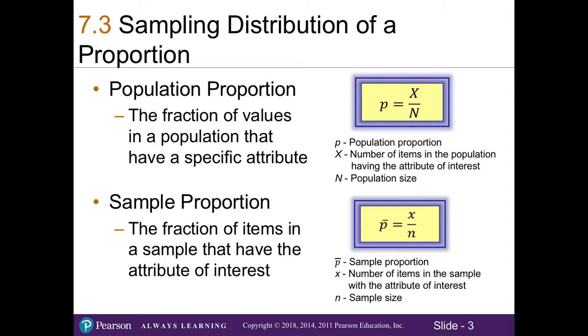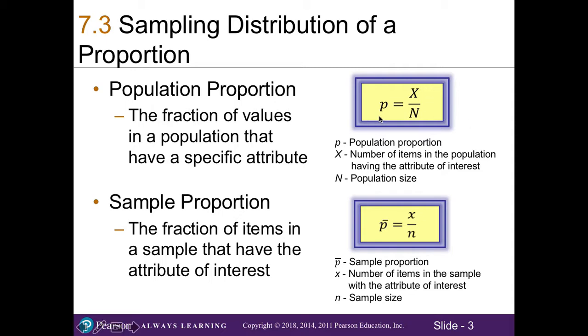For our population, when we're trying to find the proportion, it's the fraction of values in a population that has a specific attribute. Similarly, if we wanted to know the proportion in a sample, it's also the same idea in that it's a fraction of items from the sample that have a particular attribute of interest. So we can see here in our formulas that they look very similar, but the capitalization or symbols used denote whether it's a population or a sample.